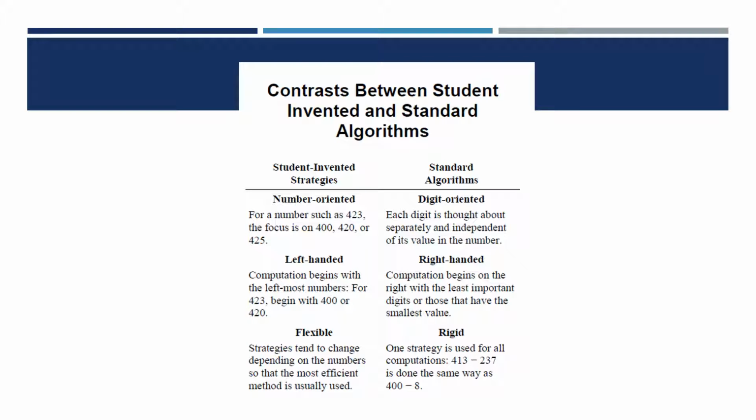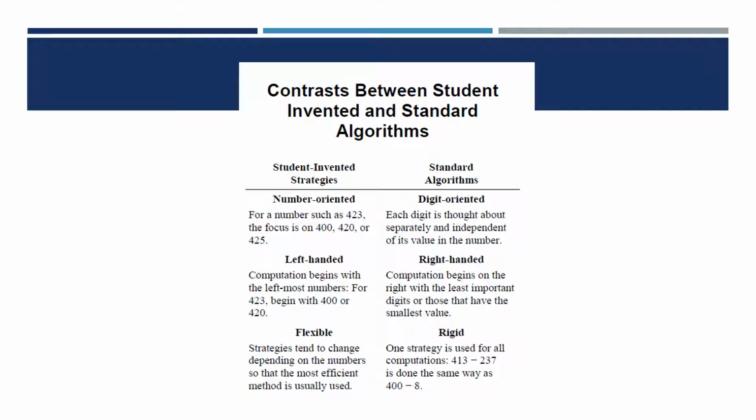So let's talk about the contrast between the student-invented strategies and standard algorithms. First of all, let's say that we have a number, 423. If we were to use the standard algorithm, we think of each digit separately and of its value, like 400 and then 20 and then 3. But a student might think of that number as 2 less than 425 or 3 more than 420 or something close to 400.